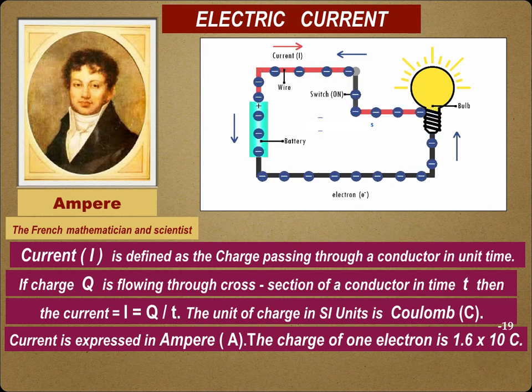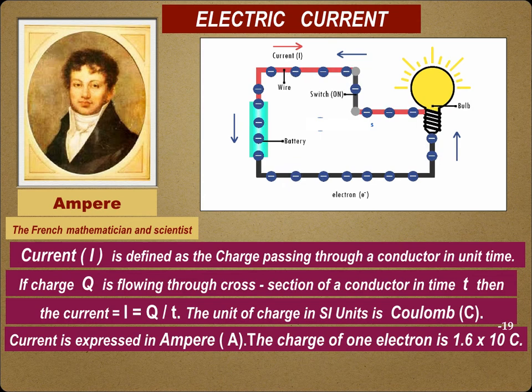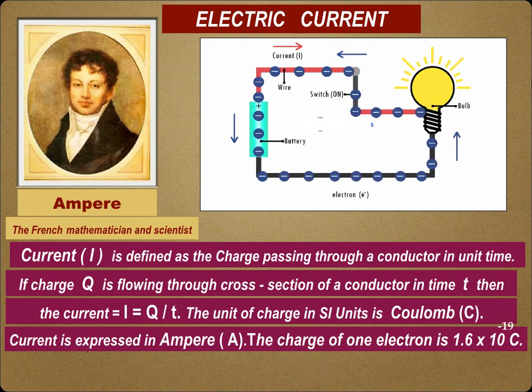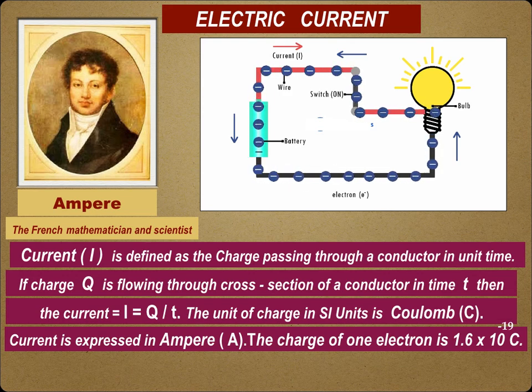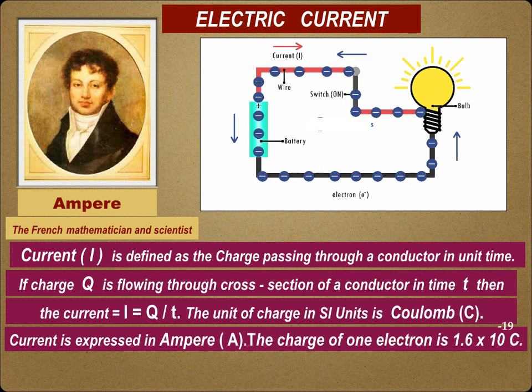The unit of charge in SI unit is coulomb. Current is expressed in ampere. The current is expressed in ampere after the French mathematician and scientist Ampere, who conducted a number of experiments on electricity. Today, we can measure the current flowing in a conductor only because of his extraordinary work. The unit of current is called ampere in recognition of his great work.